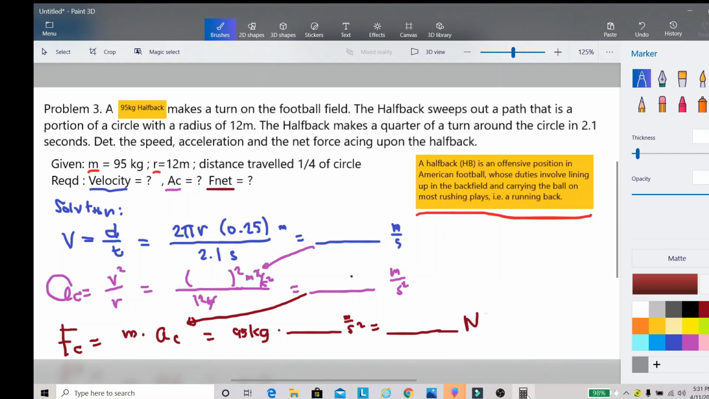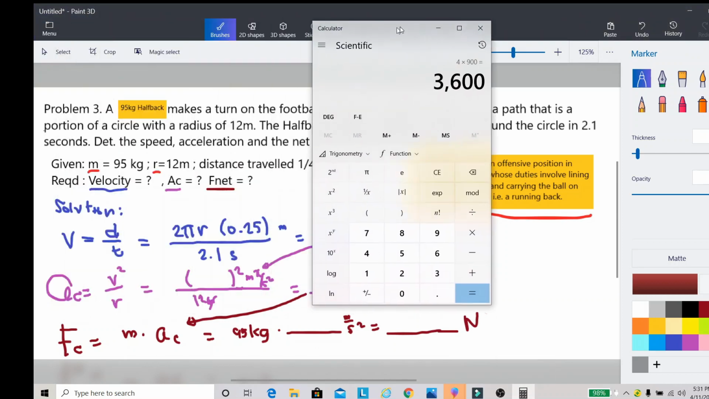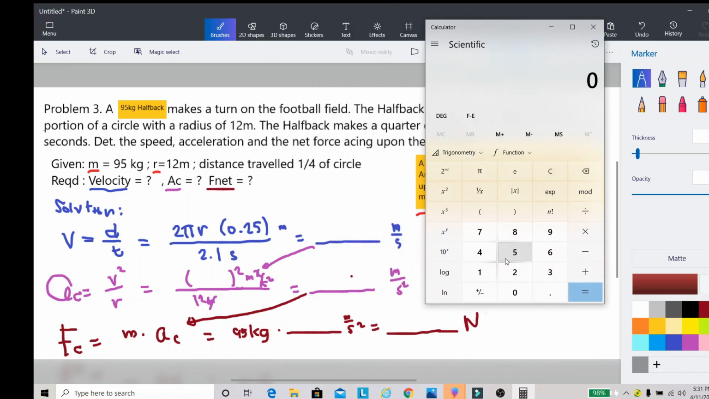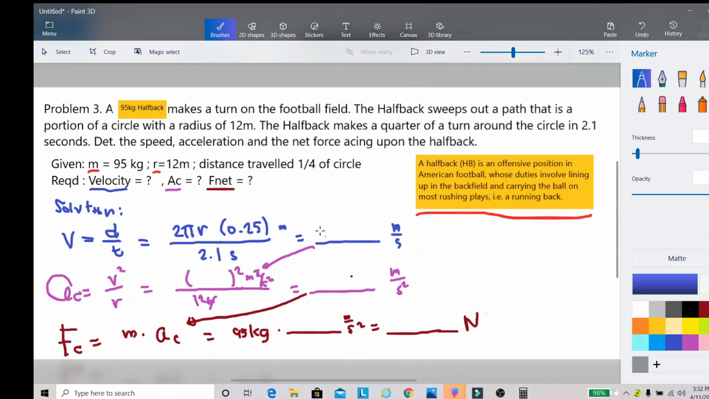So let us grab a calculator and reset it. That is 2, and then pi, times 2. 2 pi r is 2 pi times 12, times 0.25. Divide that by 2.1. And we have 8.97 meters per second.